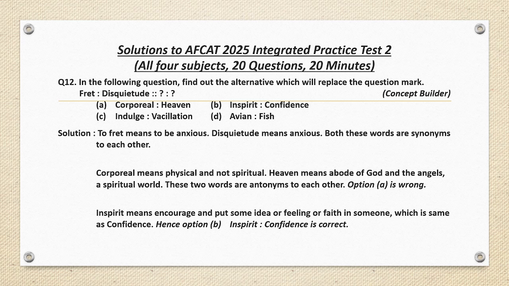First one, corporeal and heaven. Corporeal, corpus. You would have studied in writs, habeas corpus. Corpus means physical and not spiritual. And heaven means the abode of God and the angels, and it is spiritual. So these two are antonyms of each other. So option A is not giving us synonyms, so option A is wrong.